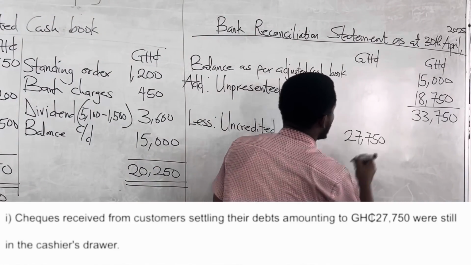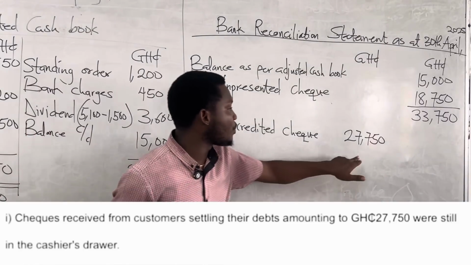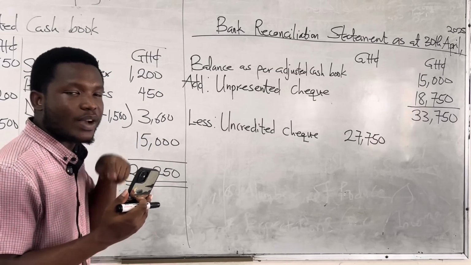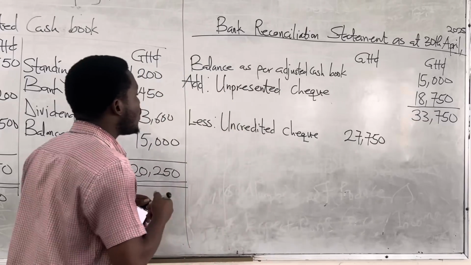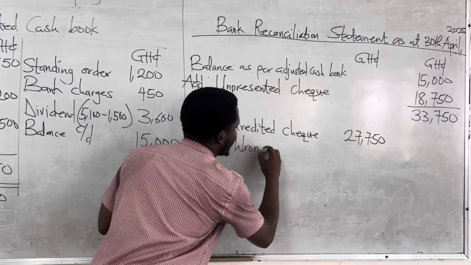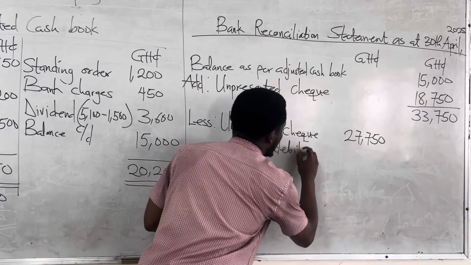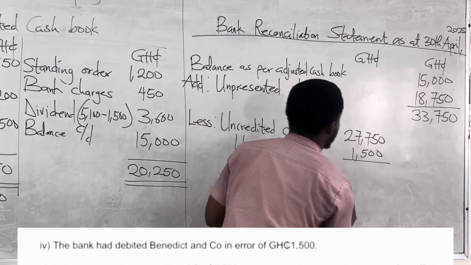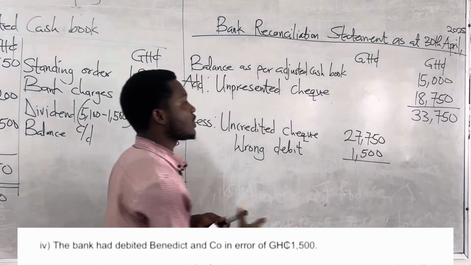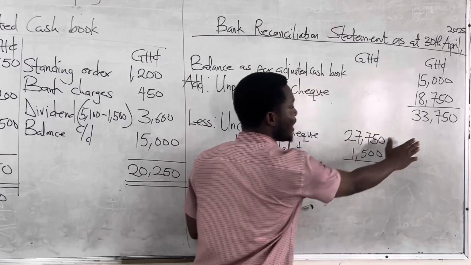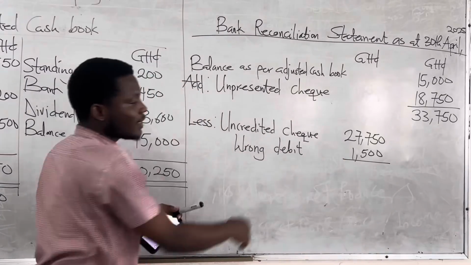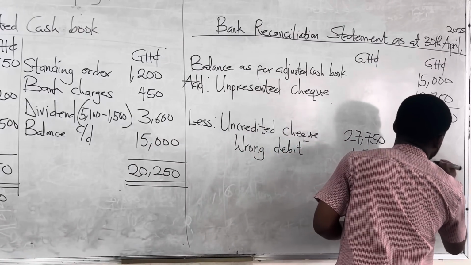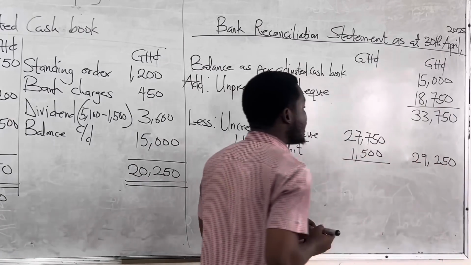So we have 27,750. With this 27,750, the reason I'm writing here is that the bank committed an error, which is the wrong debit in the question. That's why I'm writing it here. So we will add wrong debit to it, which the figure is 1,500. These are the money that we are going to deduct from this money. When you sum it up, you are going to get 29,250.